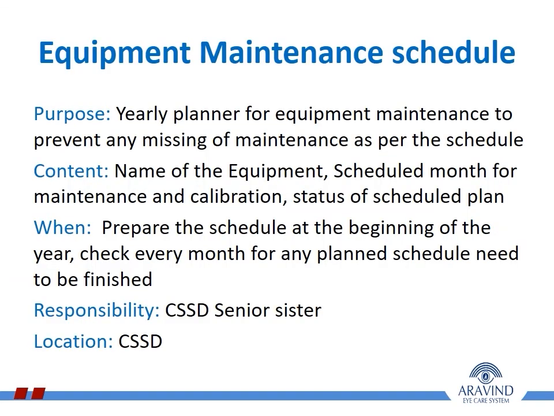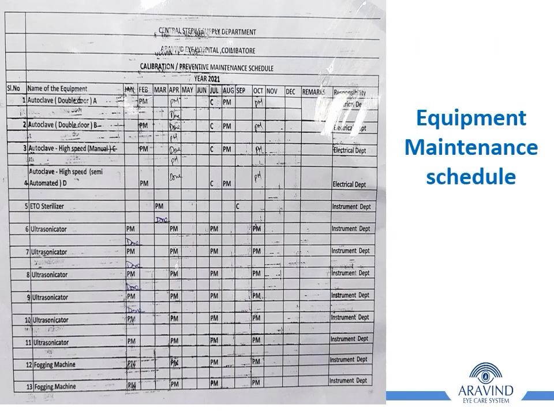Next is the equipment maintenance schedule. This register is a yearly planner for equipment maintenance to prevent any missing of maintenance as per the schedule. It contains the name of the equipment, scheduled month for maintenance and calibration and status of scheduled plan. Prepare the schedule at the beginning of the year. Check every month for any planned schedule needed to be finished. This slide shows equipment maintenance schedule as an example.